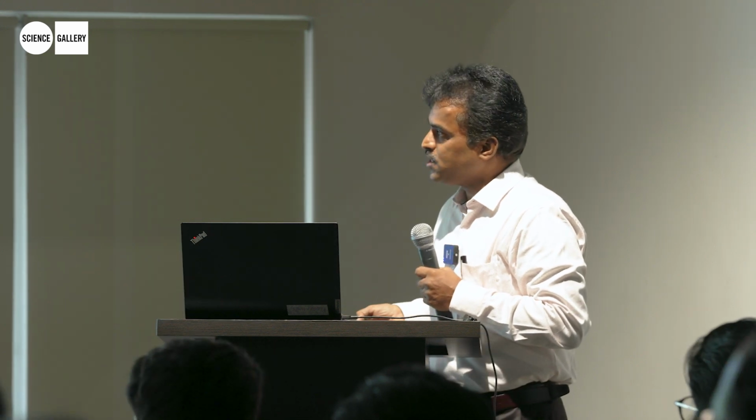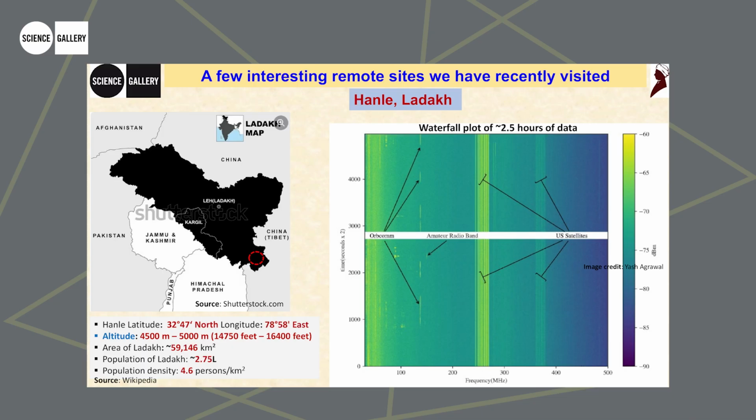So that was about Svalbard, a remote place. Like I mentioned, Ladakh is also a remote place. What you see in this region is around Hanle. This is where the Indian Astronomical Observatory is present. It has its various telescopes there.